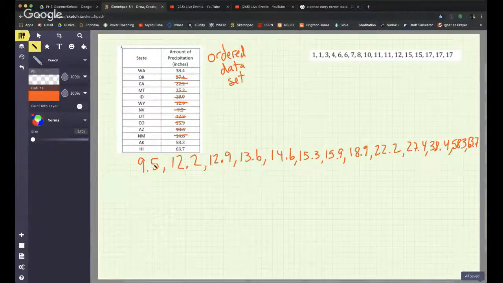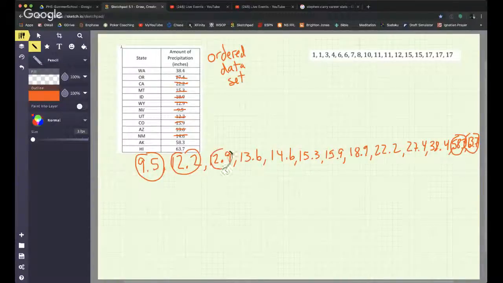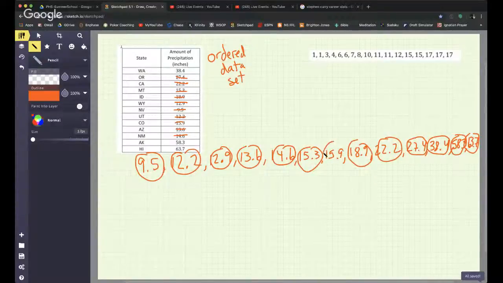Let's just count off from the ends, and we're just going to count. We'll take off one from each side, and we'll take off the second one. Then we'll take off the third one. Then we'll take off the fourth one. And we'll take off the fifth one. Then we'll take off the sixth one. And then we have the seventh one.